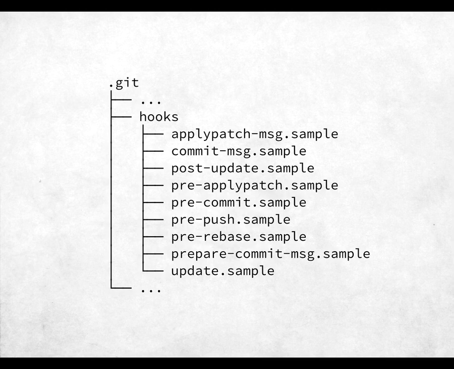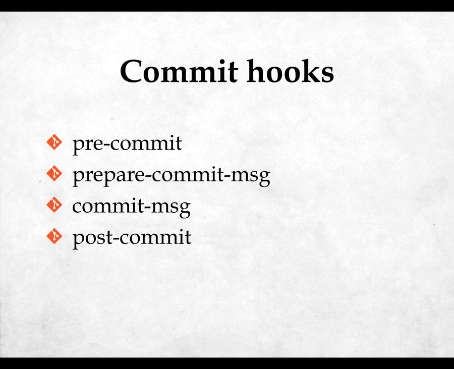Each of those files is executable, and it has an example of that kind of hook, and if you rename it and take the .sample off the end, then it'll immediately become active. So basically there's a certain number of file names that Git's looking for. If they exist, it'll run them as hooks, as long as they're executable. And they split into a few different categories.